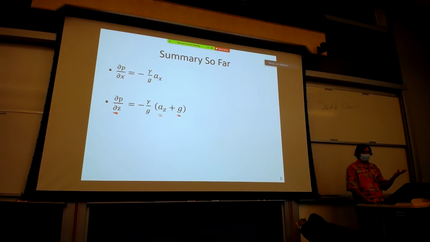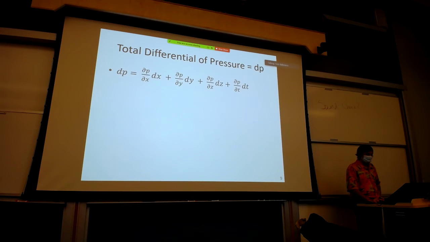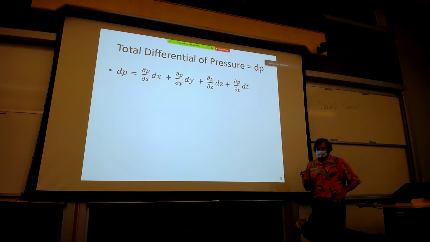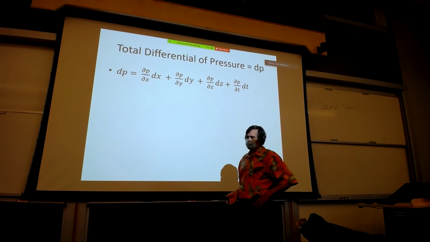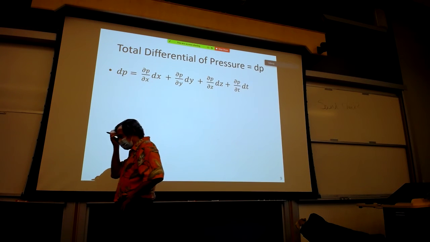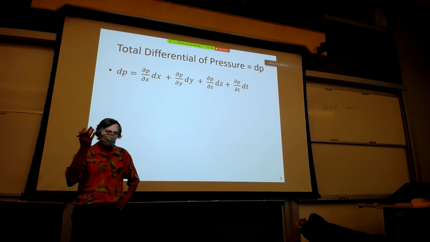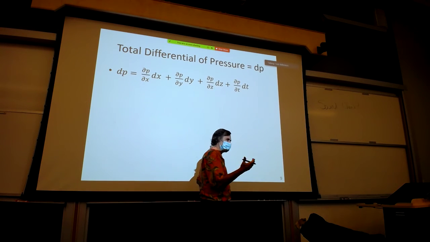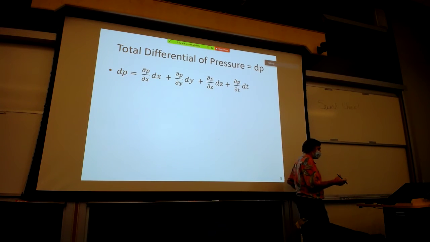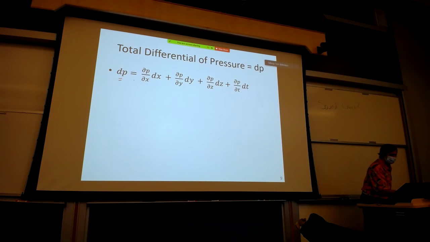The larger AZ is, the more you're changing the pressure distribution. So, if we recognize, and this goes back to your first calculus course, if you ask, what is the total differential or derivative of pressure in this case? A total derivative is the sum of all the partial derivatives.